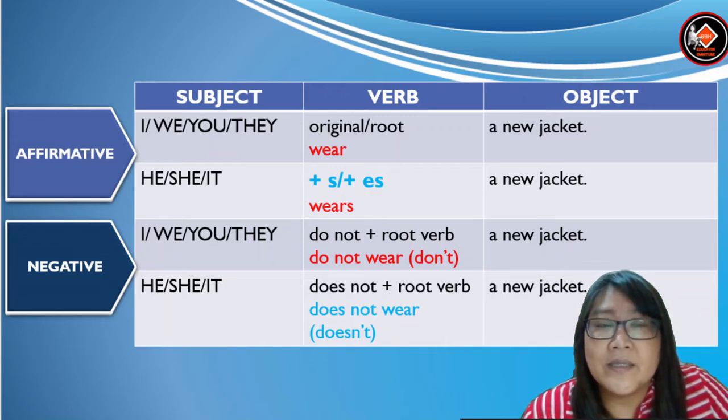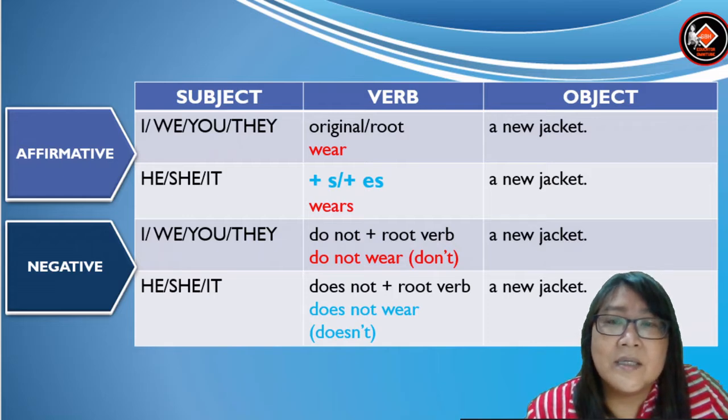Then let's look at the negative sentences. For I, we, you, they, you write do not and you have to add the root verb. Example here, do not wear or don't wear. So I do not wear a new jacket. We do not wear a new jacket. They do not wear a new jacket. And you do not wear a new jacket.